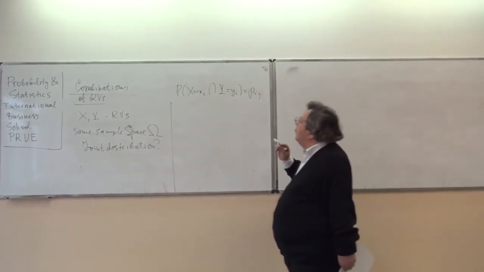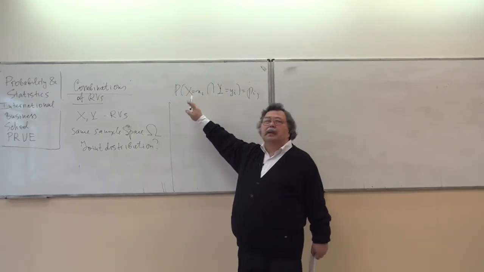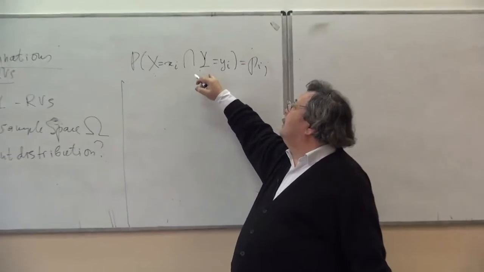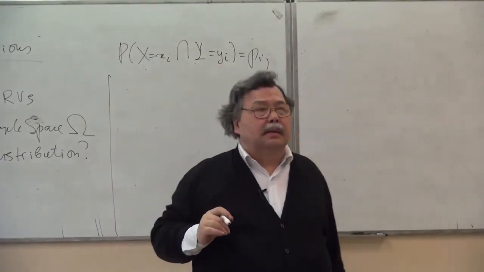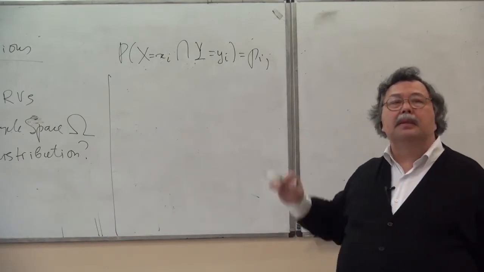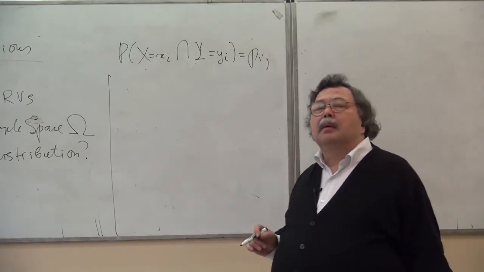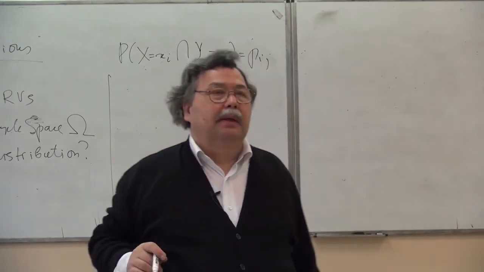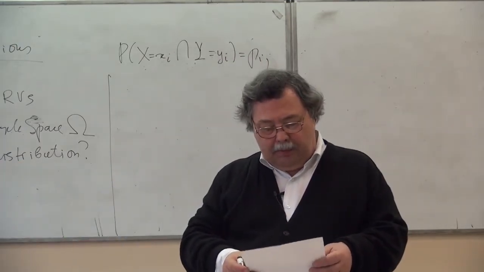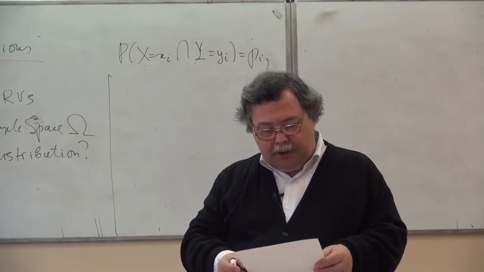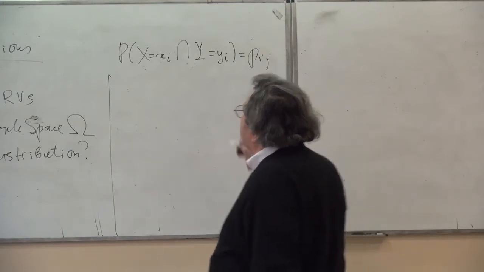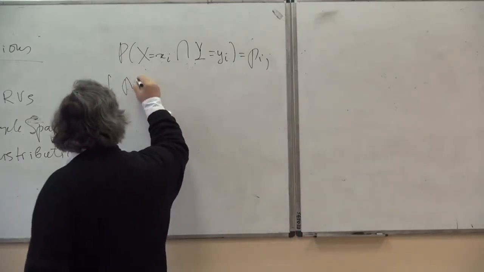What's written here is this: the probability that X takes on the value x sub i and Y takes on the value y sub j, which we denote by p sub i j. It looks simple enough, but a lot of derivations are made from this.